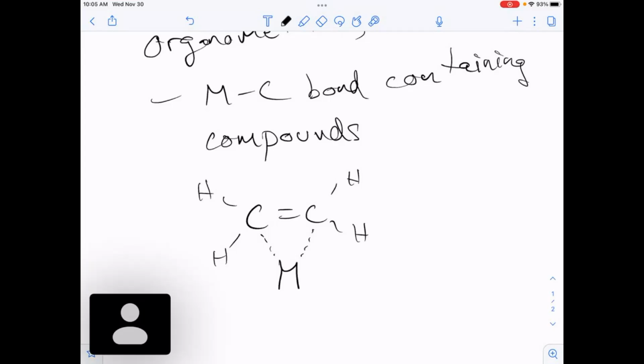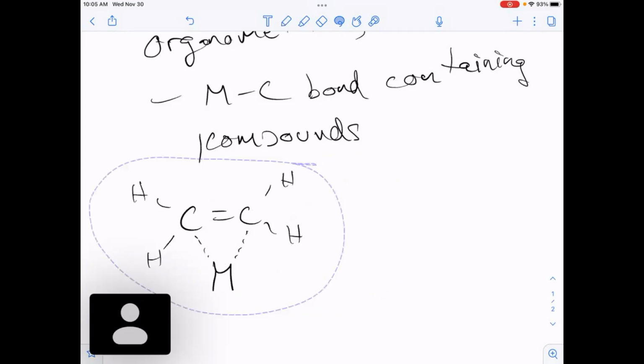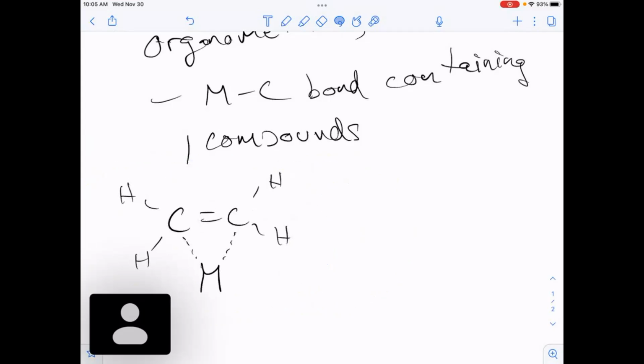If the metal donates electrons back to the carbons in an anti-bonding orbital, what's going to happen to that carbon-carbon bond? Yeah, it actually almost becomes more of a single bond. And in fact, you'll sometimes see this interaction written instead.